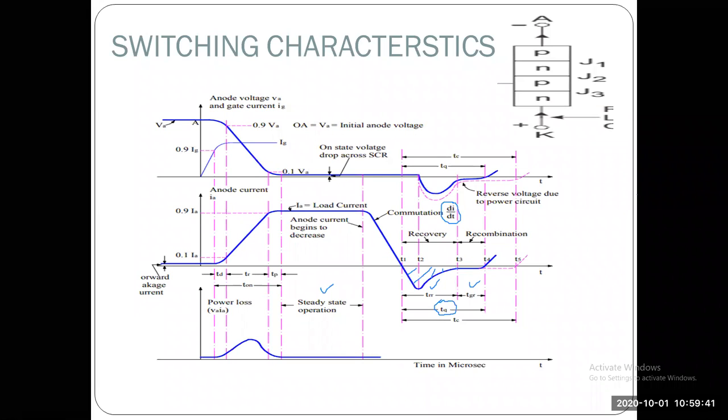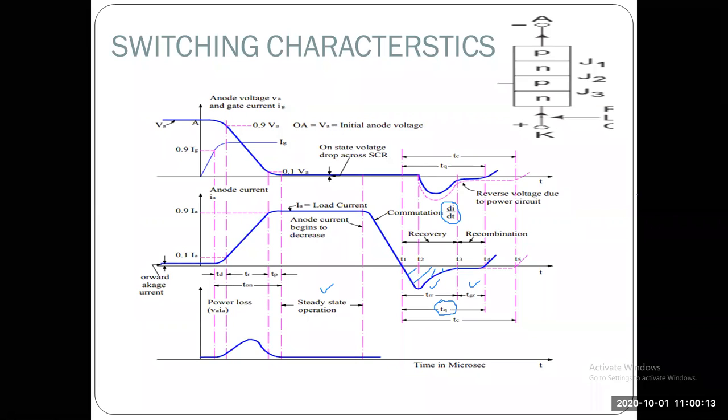So when you compare the time periods, TRR is more dominant compared with TGR. It doesn't mean that TGR is very small or zero. TGR is not zero here. The dominant portion is TRR. That's why the turn off process mainly depends upon the recovery rate, how fast the excess charge carriers vanish. That speed will decide the turn off time period.